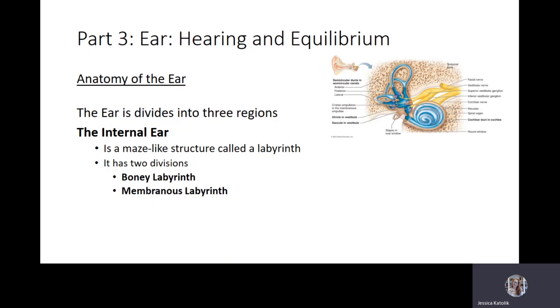Within the bony labyrinth, there is a membrane that follows the shape of the bony labyrinth, and we call this the membranous labyrinth. And so both of these are going to be really important for the physiology of the ear.